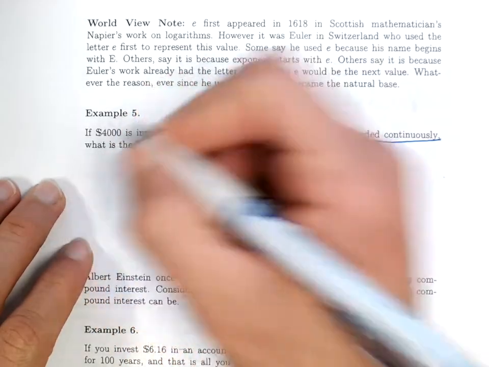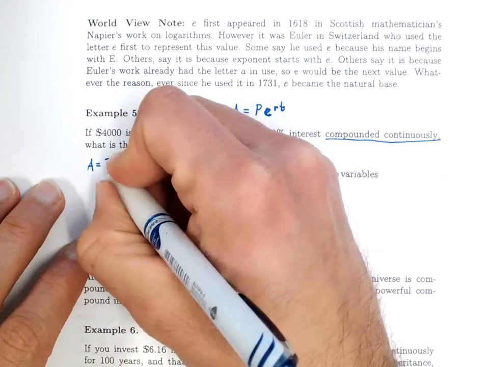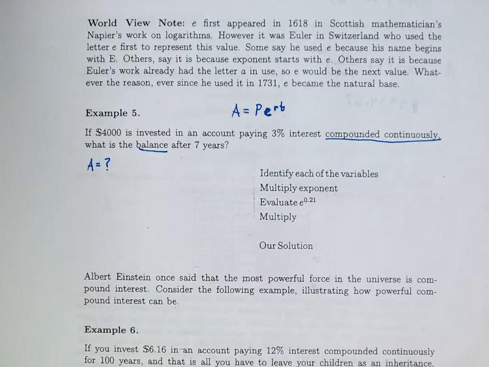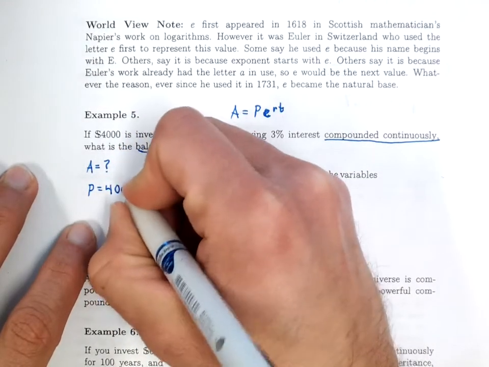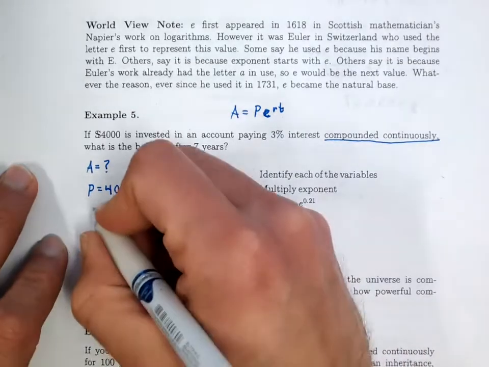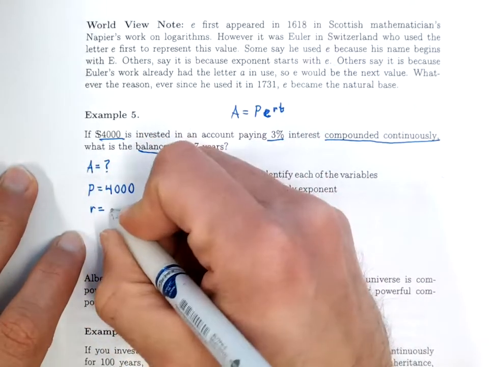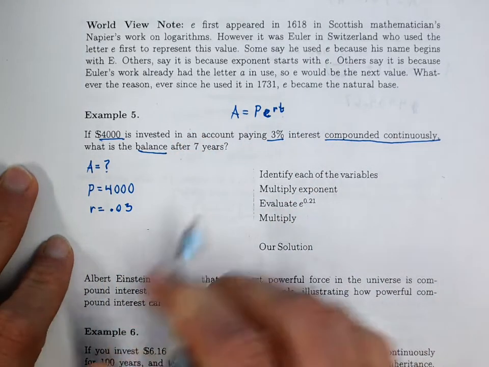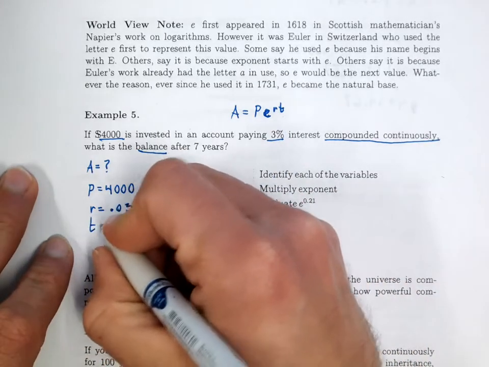So we have, if 4,000 is invested, so we don't know what A is. What is the balance after 7 years? So this is the balance after 7 years. The principal will be 4,000. That's how much money you started with. r is 3%, which is written as 0.03. Compounded continuously, we already talked about that. That just tells me that I have to use this formula. And t is going to be 7.